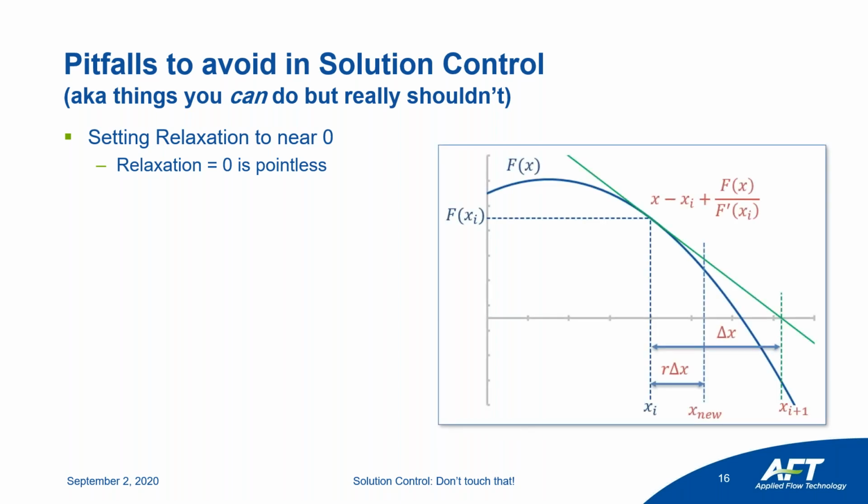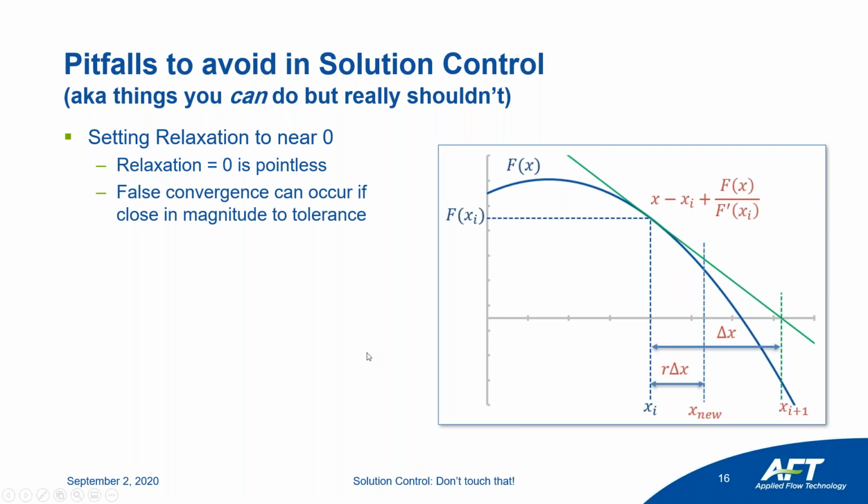So if we take a look at our previous diagram, let's say R is now 0. So it doesn't matter what our next guess was. Our X new is going to be the same as our initial guess, and it'll just keep iterating on the same number. But the change in X is going to be 0 because our relaxation is 0. So you'll probably get an immediate convergence.